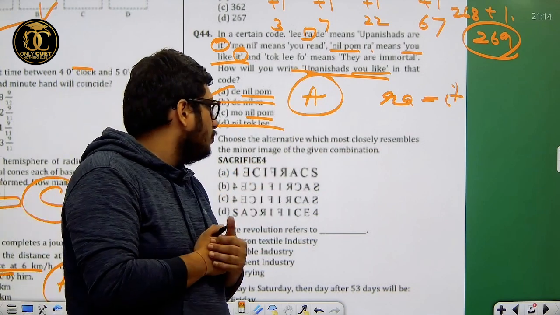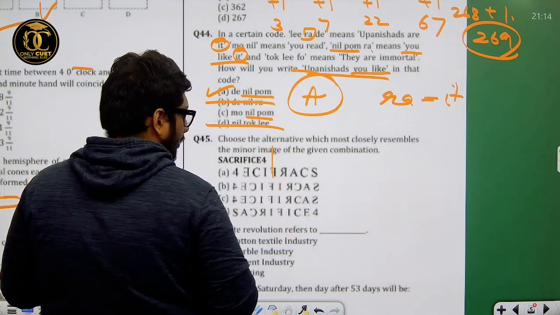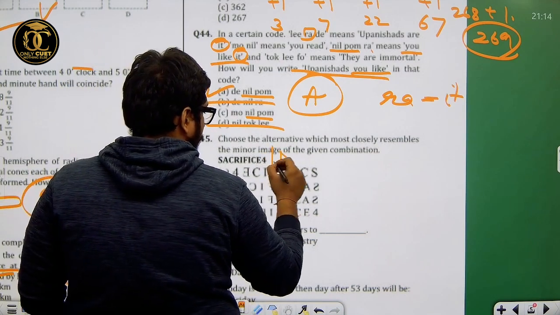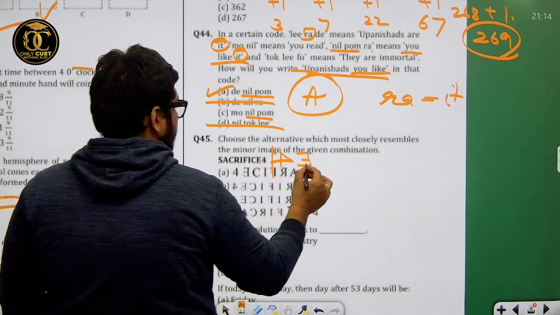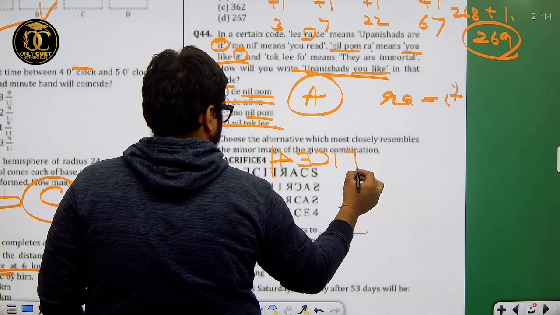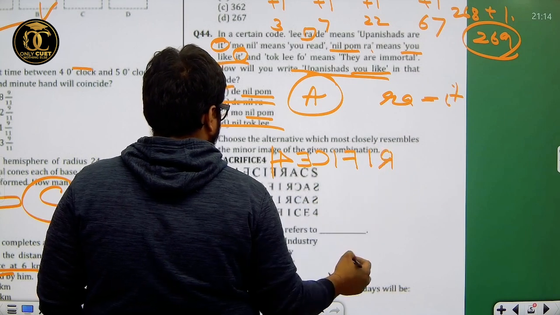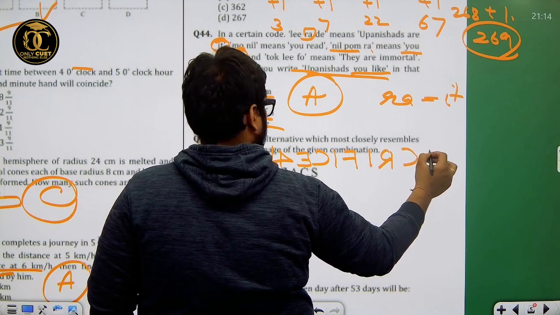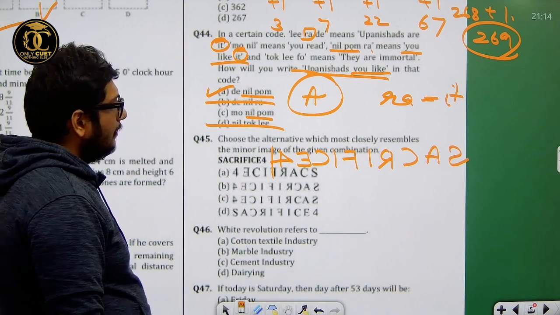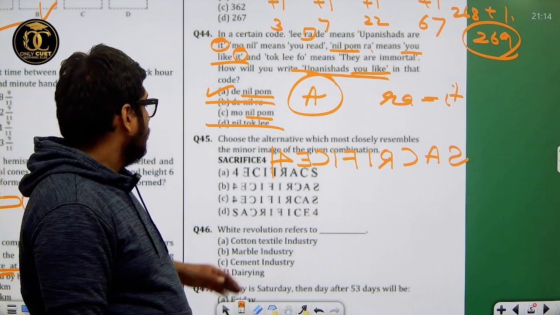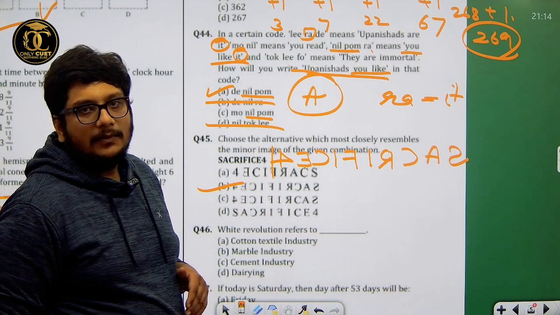Choose the alternative which most closely resembles the mirror image of the given combination. Mirror image here. Correct. 4, E, T I F I R, C, A, S. This is the mirror image. Looking at this and matching it with the options, B is coming correct. B is the correct one.